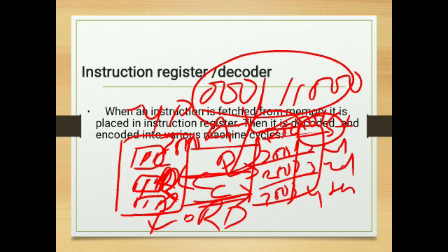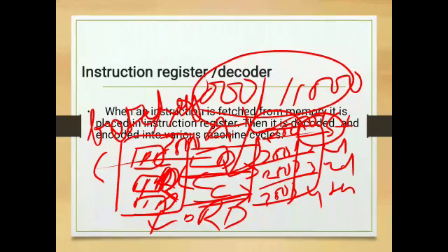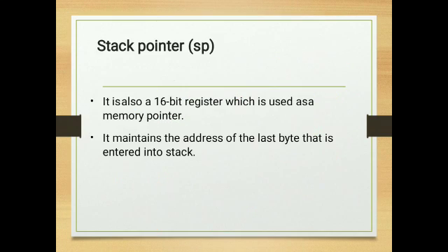The instruction is accessed by the microprocessor through the data bus and stored in the instruction register. This process is called fetching, and when this pattern is understood by the instruction decoder, it is called decoding.